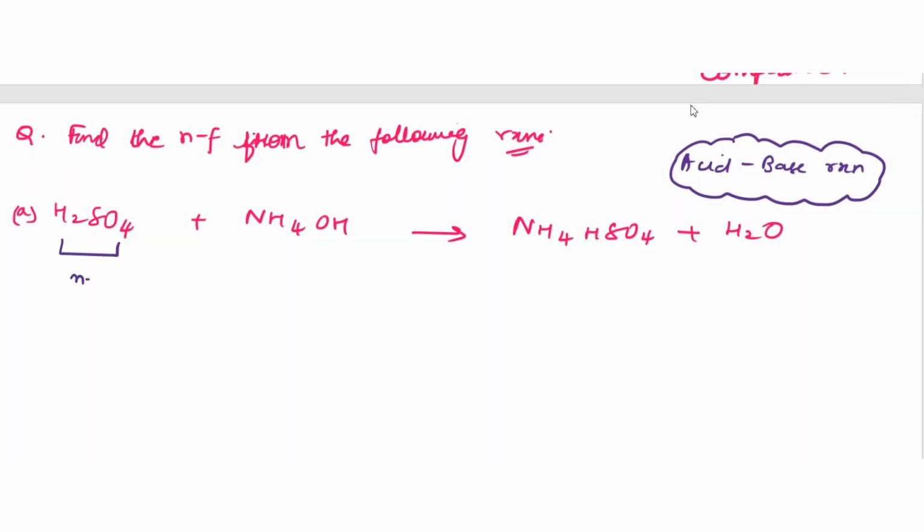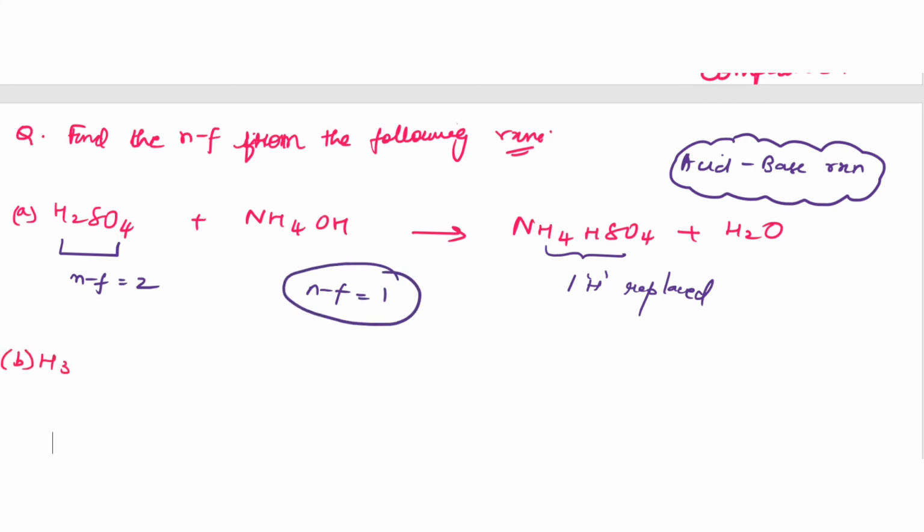So what did I tell you? N factor is equal to the number of replaceable hydrogen ions. So the n factor is 1. Understood? Next, I'll give you another question so that you understand this concept better.